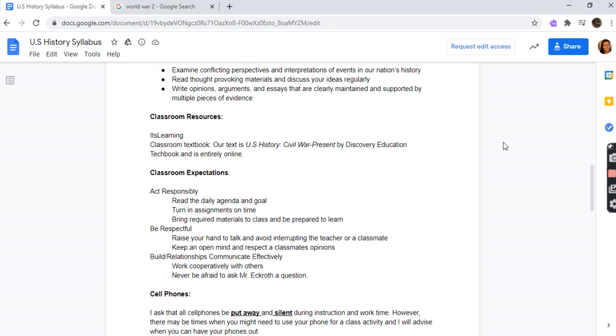Classroom expectations. Act responsibly. Read the daily agenda and goal. Turn in assignments on time. Bring required materials to class and be prepared to learn. Be respectful. Raise your hand to talk to avoid interrupting a teacher or a classmate. Keep an open mind and respect your classmates' opinions. Build relationships. Communicate effectively. Work cooperatively with others.